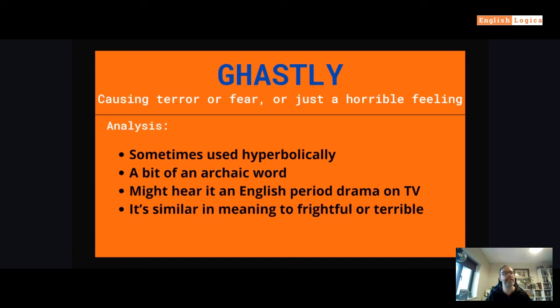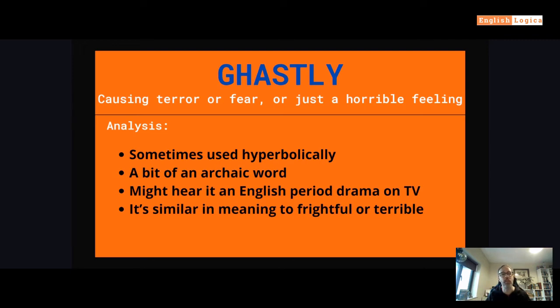Our next word then is ghastly. Ghastly. And this is something that causes terror or fear or just a horrible feeling. And like some of our words before, it's sometimes used hyperbolically. And that just means that it's used in an exaggerated sense. It's got an over the top feeling. It was, oh my God, it's ghastly. It's really over the top feeling.